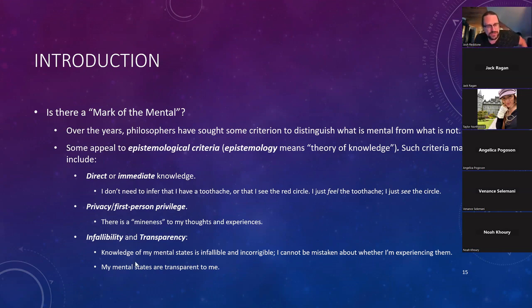What about infallibility or transparency? My knowledge of my own mental states is infallible and incorrigible. That means that I can't be wrong about my own mental states. This is a pretty strong claim, by the way. This is what Descartes believed. I'm infallible. I cannot be wrong about my own mental states, and I cannot be convinced otherwise of my mental states. That's what it means to be incorrigible. So in that way, my mental states are kind of transparent to me in a way that the mental states of others are not, right?